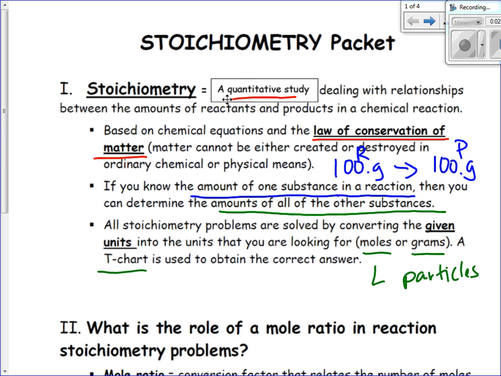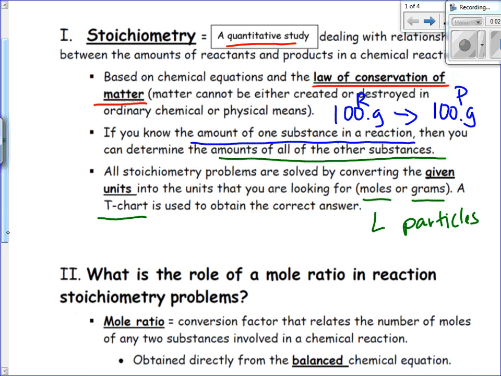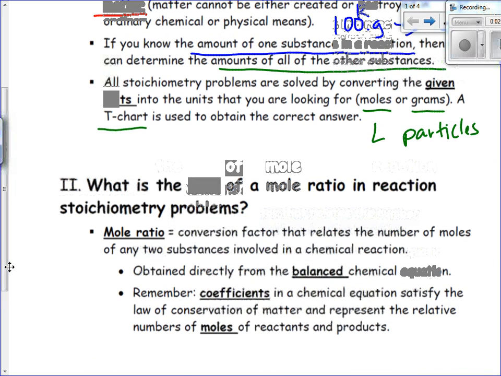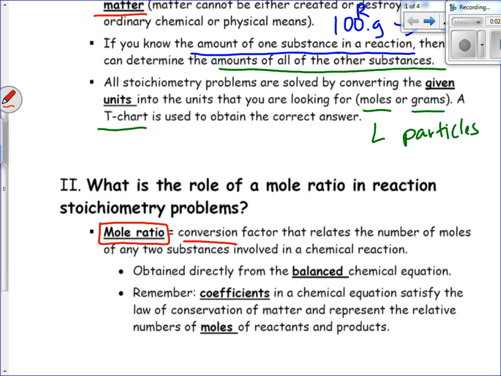The mole ratio is very important in stoichiometry. Without it, you won't be able to do anything. The mole ratio is a conversion factor, something to something, that allows us to switch substances in our reaction. Okay? And it allows us to compare any two substances. The number of moles we're allowed to use as a conversion factor.